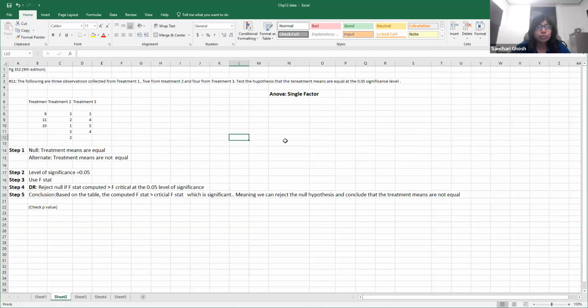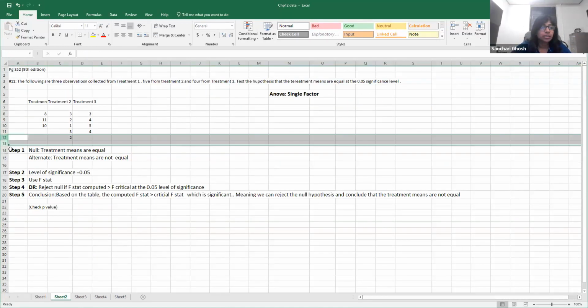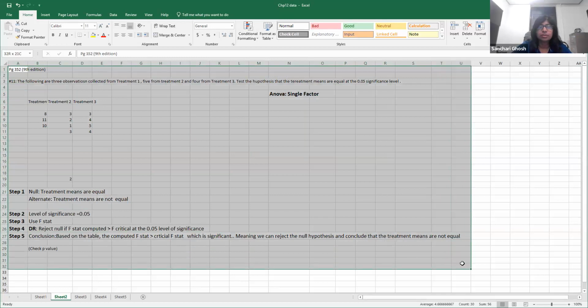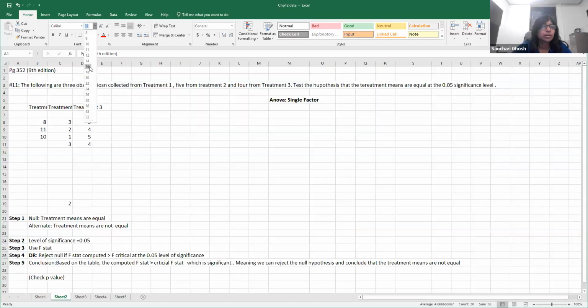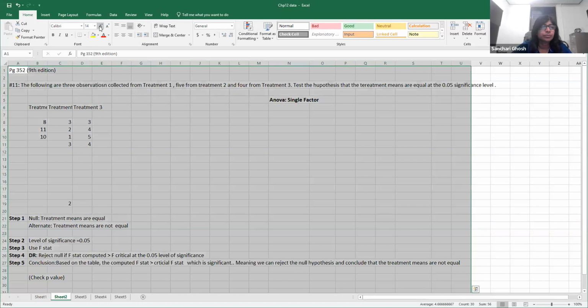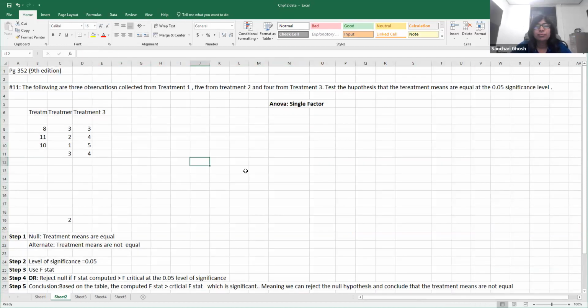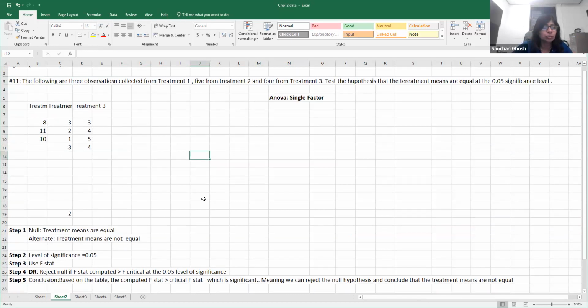Another problem I'll show you real quick. I need a little bit of space out here. I set up the problems, everything for you, and these are already uploaded on Blackboard. You make them a little bigger for us to see. 5 from treatment 2, 3 from treatment 1, 4 from treatment 3. So 5 plus 3, 8, plus 4, 12 observations in total.